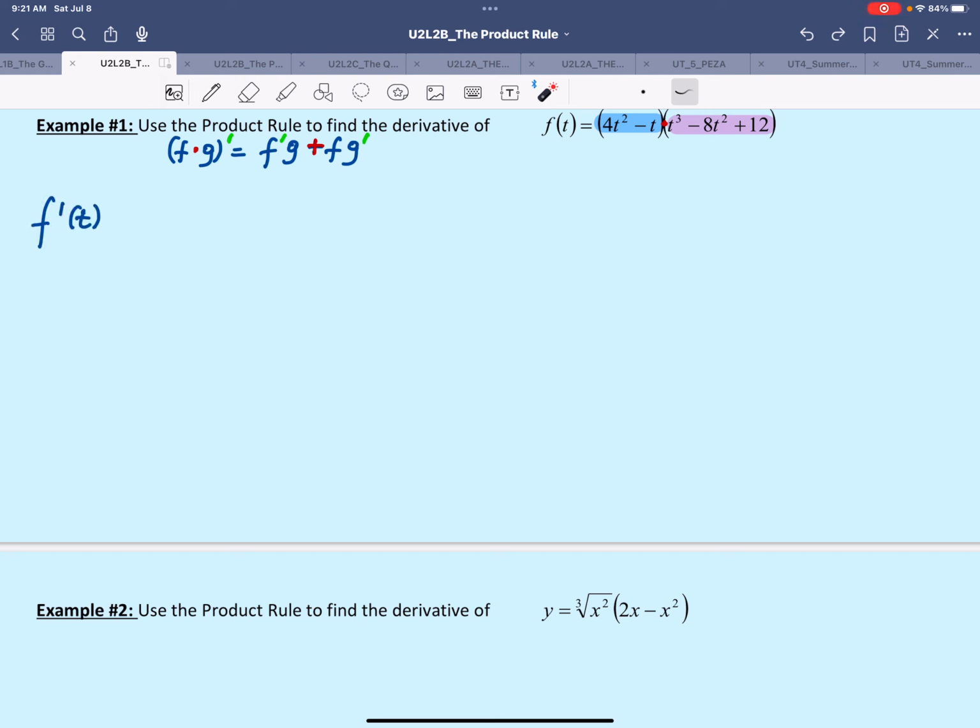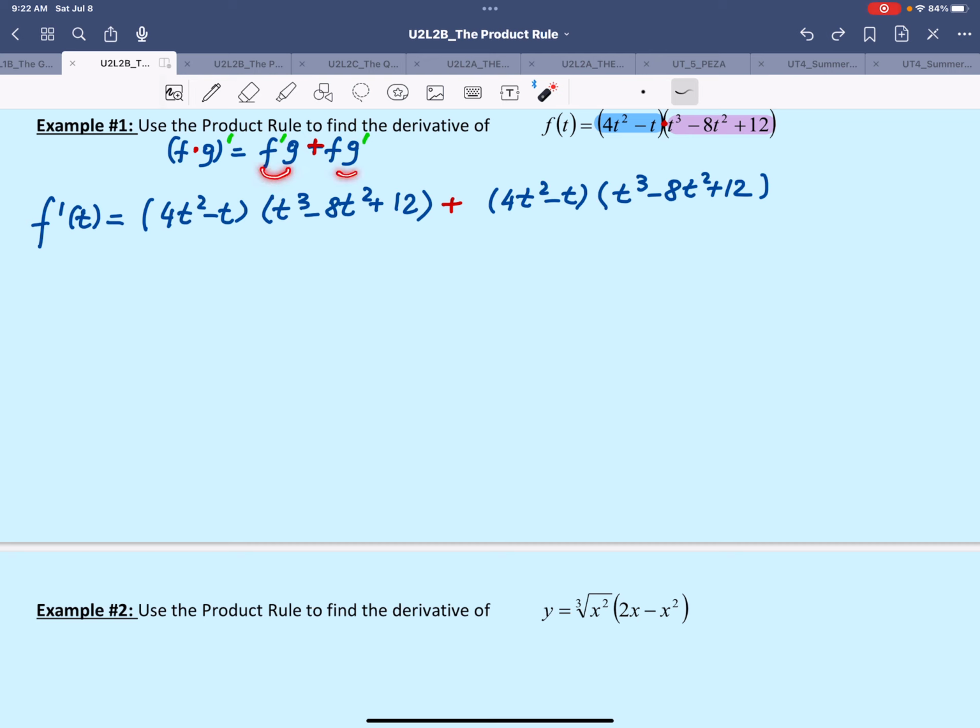I'm going to start off with f prime of t. So that would equal the product of these two functions, and I'm going to write these products twice, just like I wrote the formula. And now I know that to find the derivative, I have to take the derivative of one of the functions here, so I'll take the first, and the derivative of the other function here, so I'll take the second.